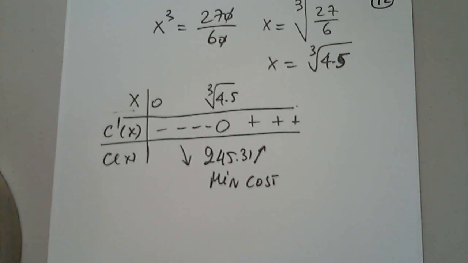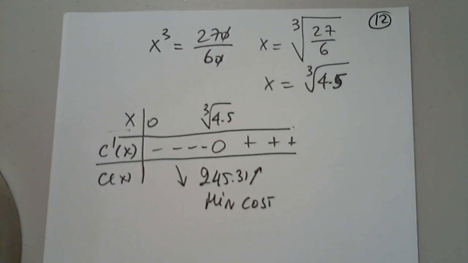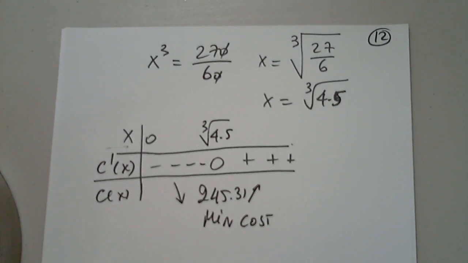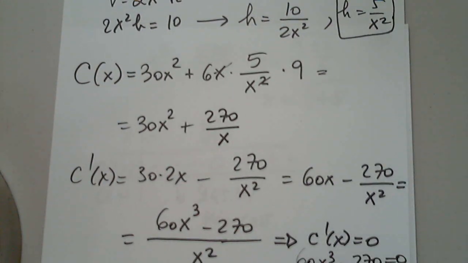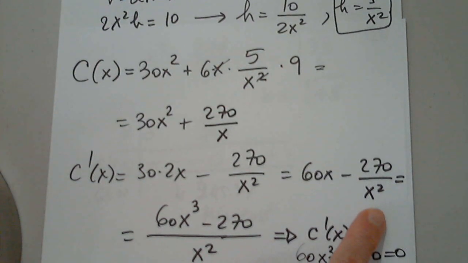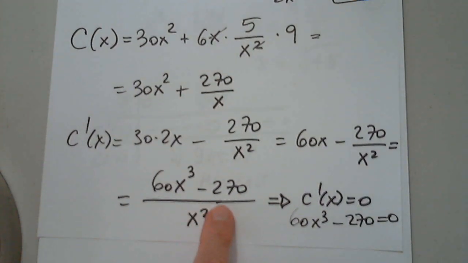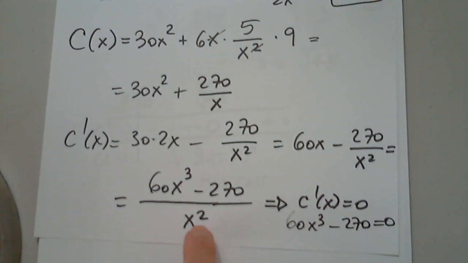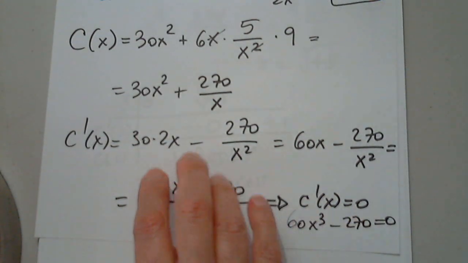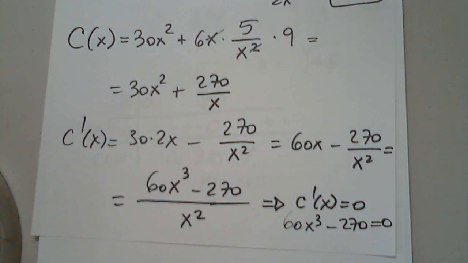Can you stop screen sharing and go back a step? I wanted to ask about something on the previous page. When we went from 60x minus 270 over x squared to 60x cubed, that was the common denominator, right? Yes, that's what happened, x squared times 60. Because otherwise I cannot set it equal to 0. I have to have it in fraction format to say a fraction is 0 when the top is 0. Right, okay.